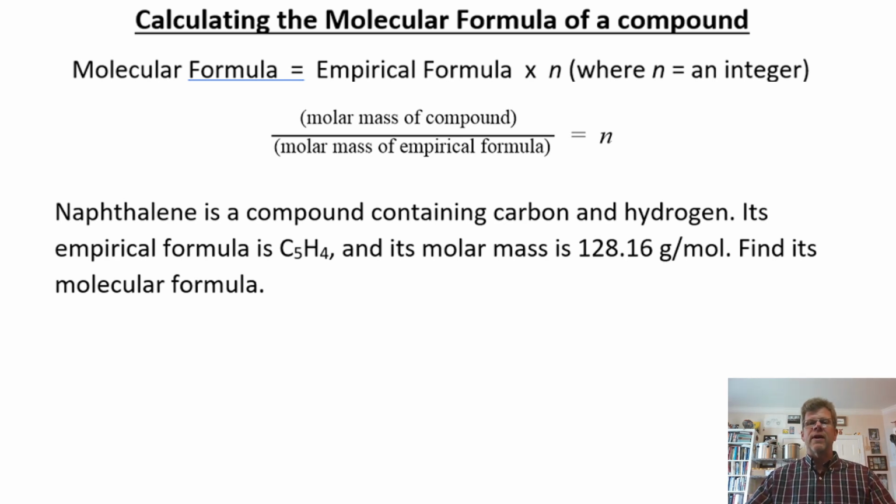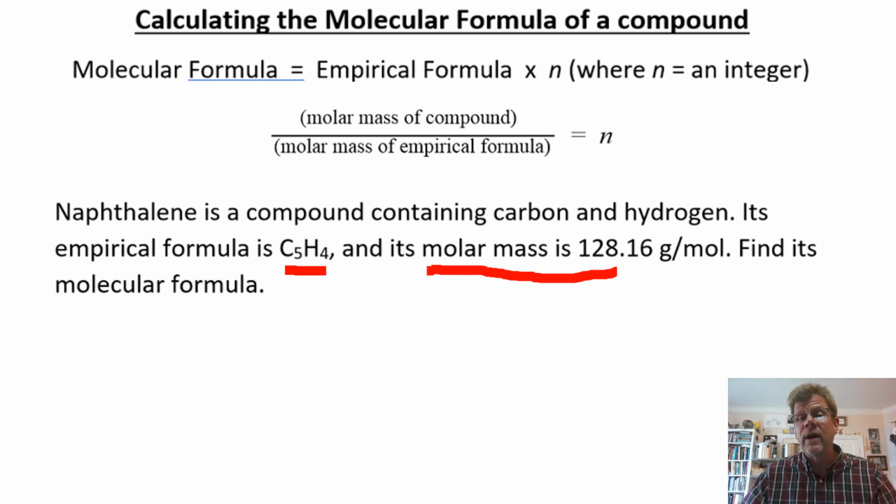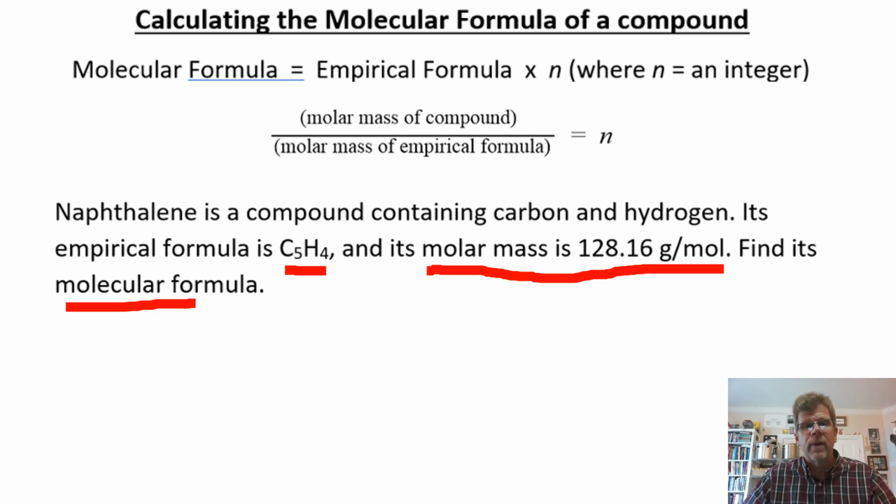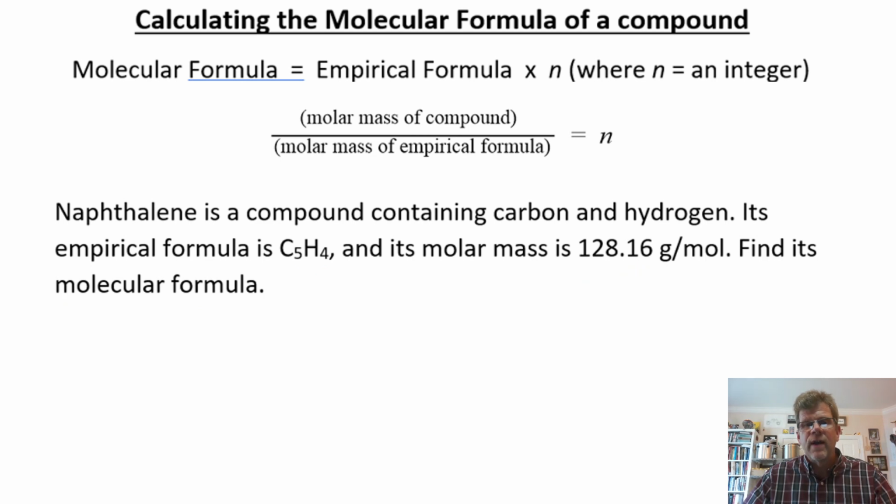Naphthalene is a compound containing carbon and hydrogen, so two elements. Its empirical formula is C5H4. So that's great. They give us the empirical formula, and its molar mass, of the whole compound, is 128.16 grams per mole. Find its molecular formula. So here I know this is a molecular formula problem because it's asking for the molecular formula. So I'm going to use this equation, and the big thing I have to calculate is this integer.